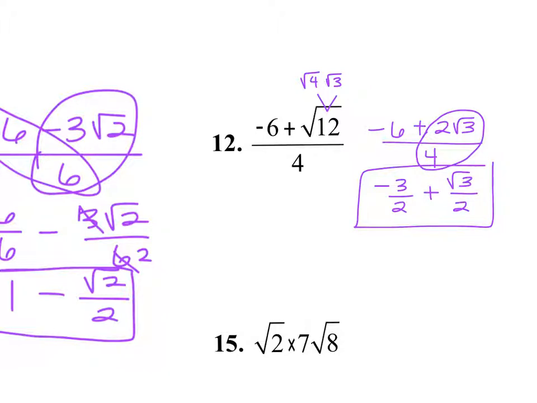Or, even simpler yet, I would write it negative 3 plus rad 3 all over 2, because you're dividing by 2 on both of them. So technically, this is the best answer. I would probably let you take that as full credit.